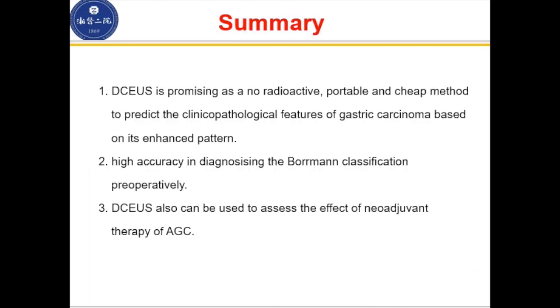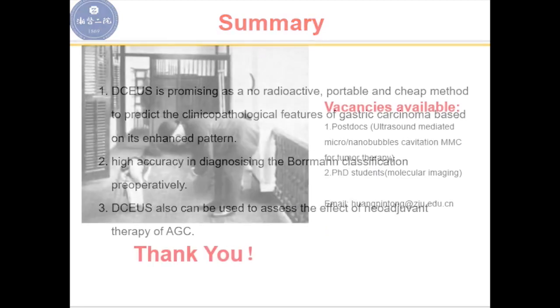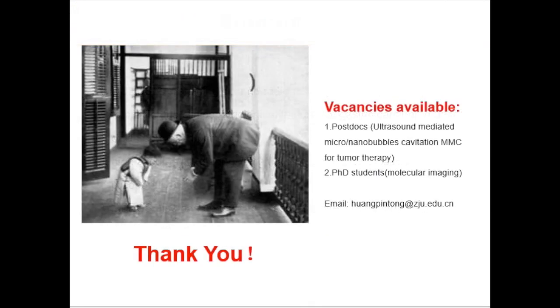So, in summary, double contrast enhanced ultrasound is promising as a non-radioactive, portable, and cheap method to predict the clinicopathological features of gastric carcinoma based on its enhancement pattern, with high accuracy in diagnosing the Borrmann classification preoperatively, and it can also be used to assess the effect of neoadjuvant therapy of advanced gastric cancers. Thank you very much for your attention.